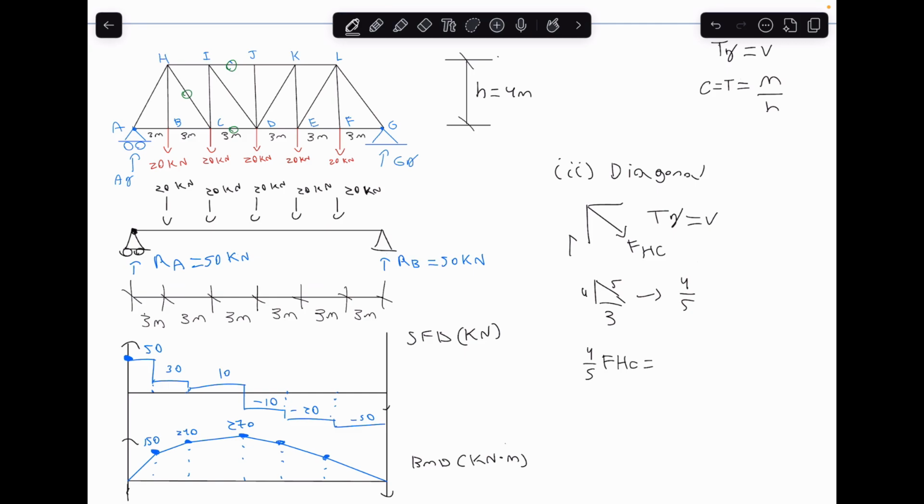Right. So what is the shear force at that location? So this is between 3 and 6 meters, and that is right here on our shear force diagram. Therefore, the shear force at that location is 30 kilonewtons. So 4/5 FHC, which is the y component of that diagonal, is equal to 30 kilonewtons. Then solving for FHC, we get an approximate value of 37.5 kilonewtons of tension in the diagonal at that location.